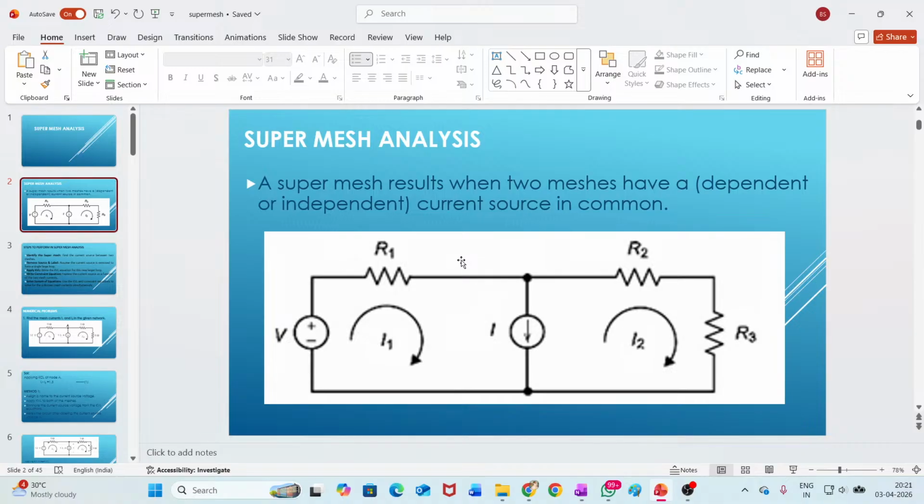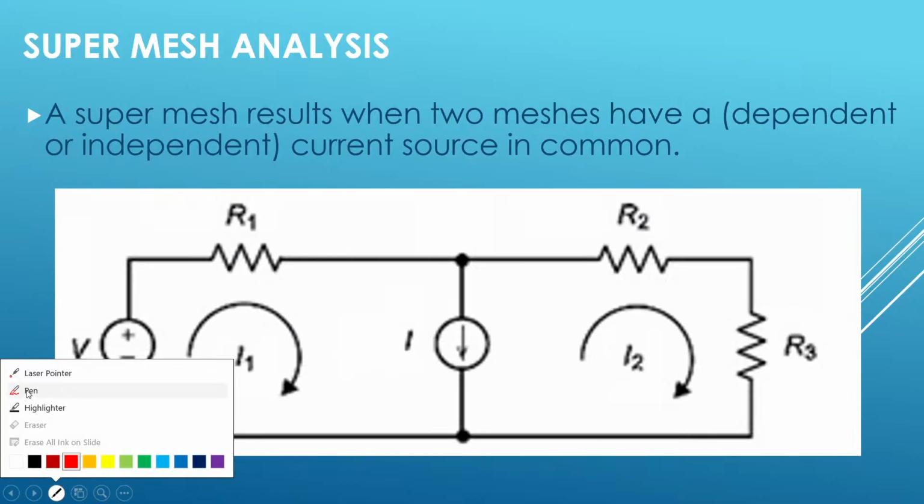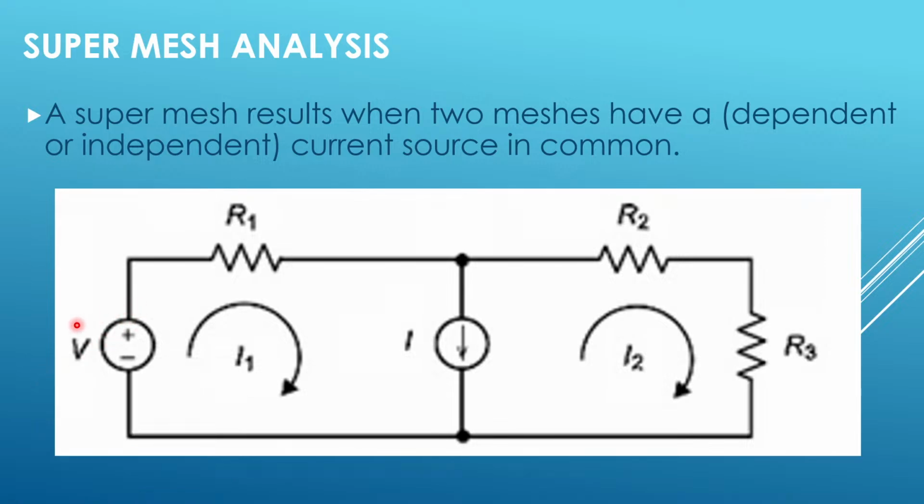If we have a circuit, as it is shown here, and in this circuit, if you carefully observe, there is a voltage source and R1, R2, R3 resistors are there, and there are two loops, or two meshes I can say. In between two meshes there is a current source.